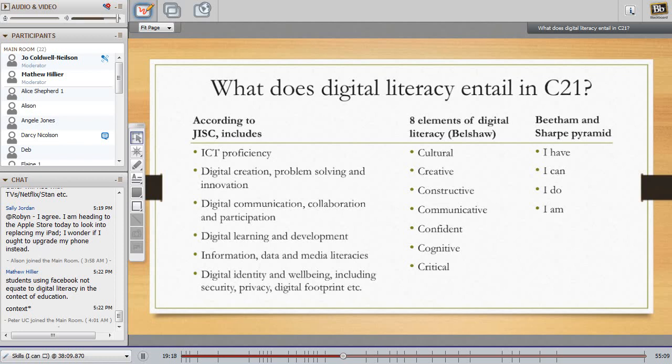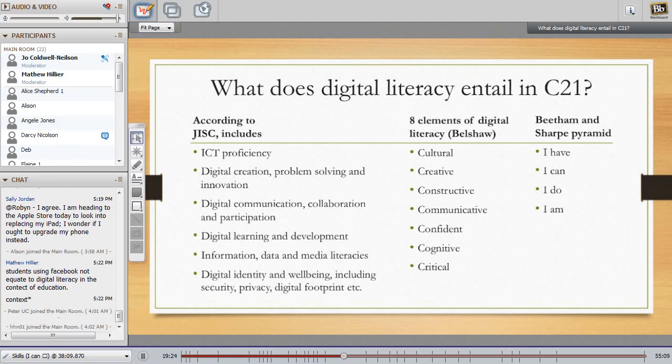The JISC understanding of digital literacy incorporates a range of elements, including ICT proficiency, digital creation and problem solving and innovation, as you can see here, communication and collaboration and participation. They've included learning and development because this is in the context of education environments. There's information, data and media literacy, so it's just one element. So what Glister had as a definition of digital literacy now is considered one element of digital literacy. And we now have this whole concept of digital identity and well-being.